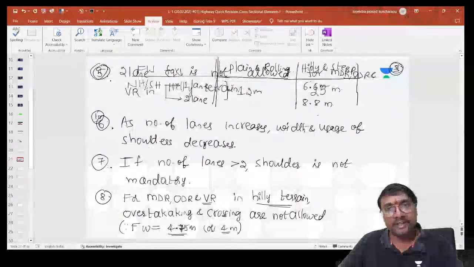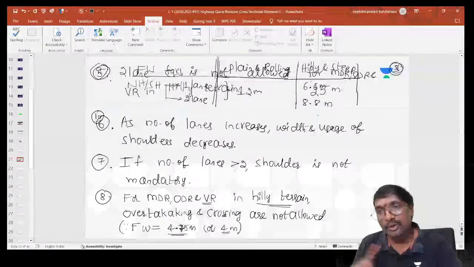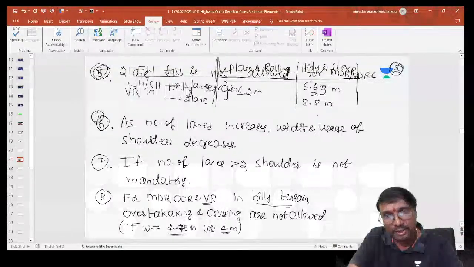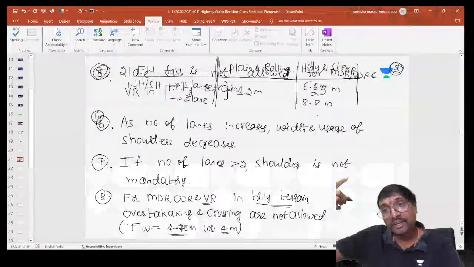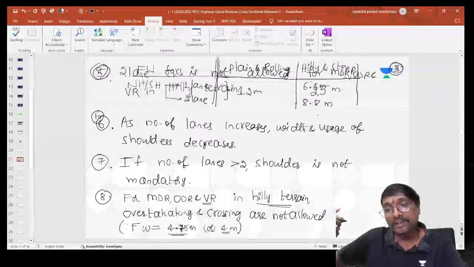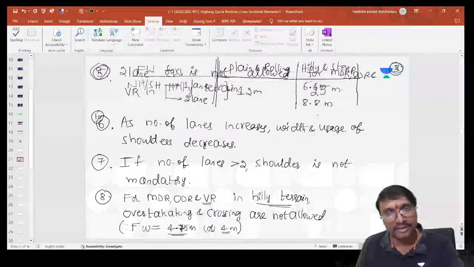So here these are the formation width values for national highway and state highway. No need to remember for all, but you have to remember only for national highway and state highway formation width, right? And this is continuation. So for number of lanes more than 2, shoulder is not required, right? As the number of lanes increases, shoulder width decreases automatically, because overtaking and crossing we can do on the other lanes, na? So shoulder usage and shoulder width can be decreased, right?